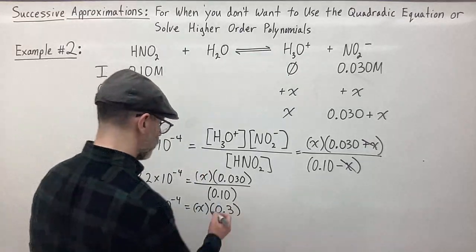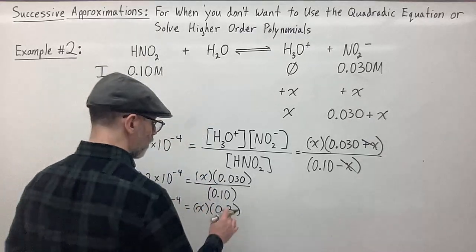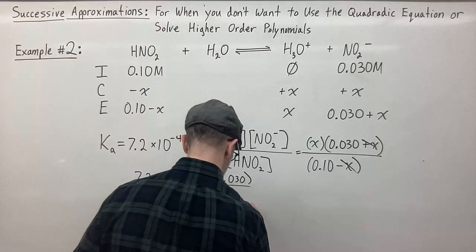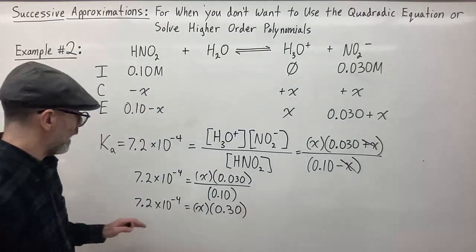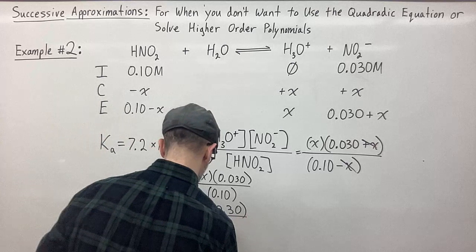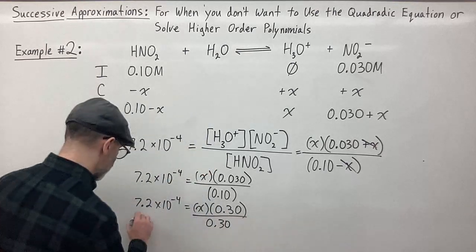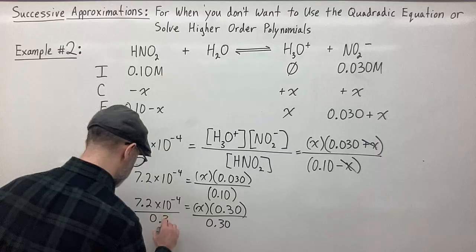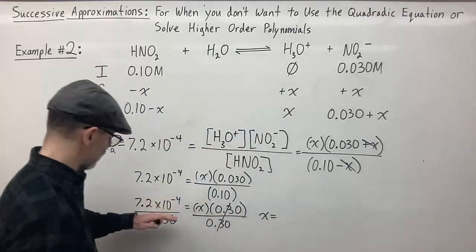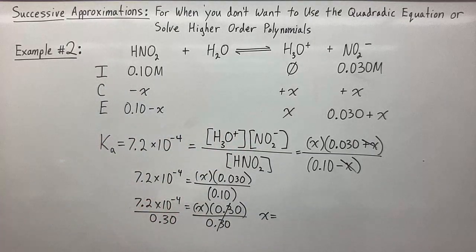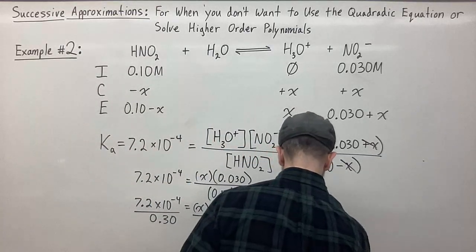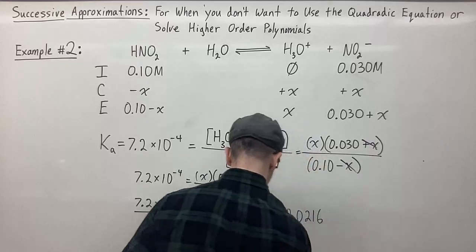Yeah, 0.3. Okay, and we should put a 0 in there because this has 2 sig figs, that has 2 sig figs, so we should have 2 sig figs there. Now all I have to do is divide by 0.30. That cancels out, and I get x. When you divide that, you get x is equal to 0.0216, and we'll call that x1.